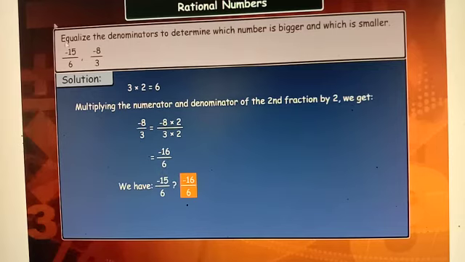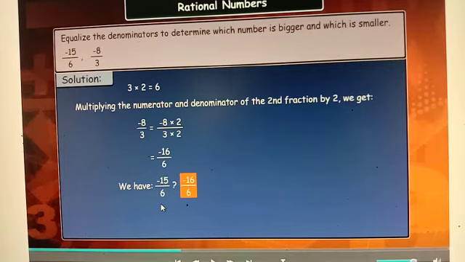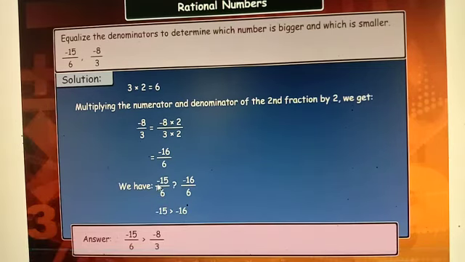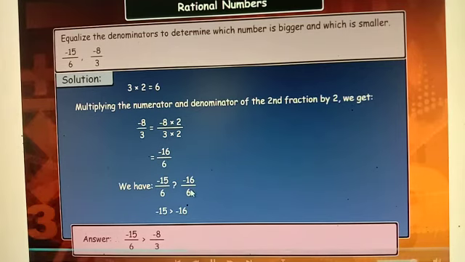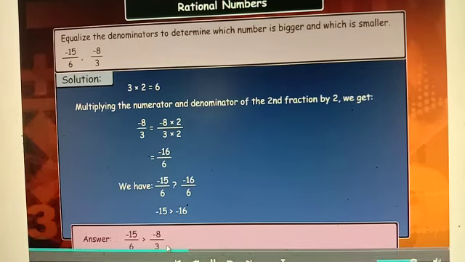Then we have minus 15 upon 6 and minus 16 upon 6. Now we will compare these two rational numbers, minus 15 upon 6 and minus 16 upon 6. Which one is greater? Minus 15 is greater than minus 16. Therefore, minus 15 upon 6 is greater than minus 8 upon 3, that is, minus 16 upon 6. Okay.